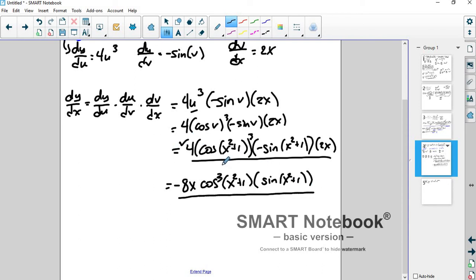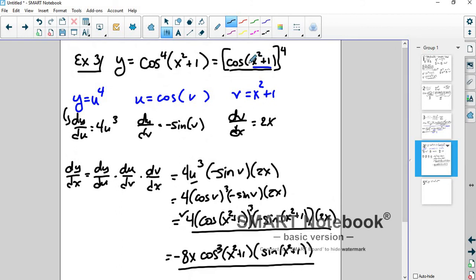Okay? So you always have to make sure you're going in the right order, and you go one step at a time. In this case, I had a function inside of a function inside of a function. I had 3, so I had to think of it in terms of that.